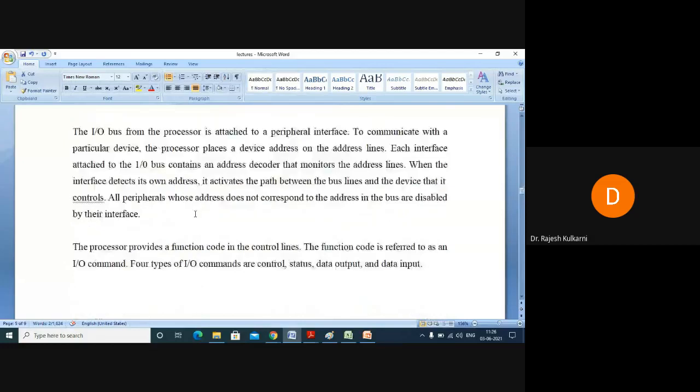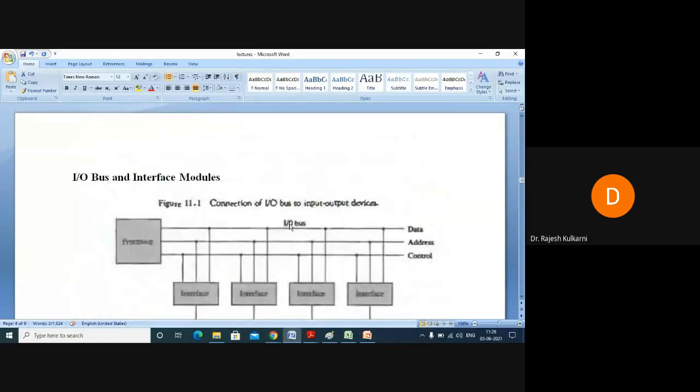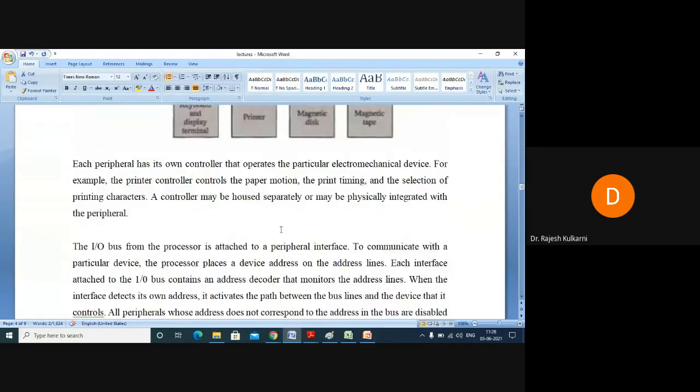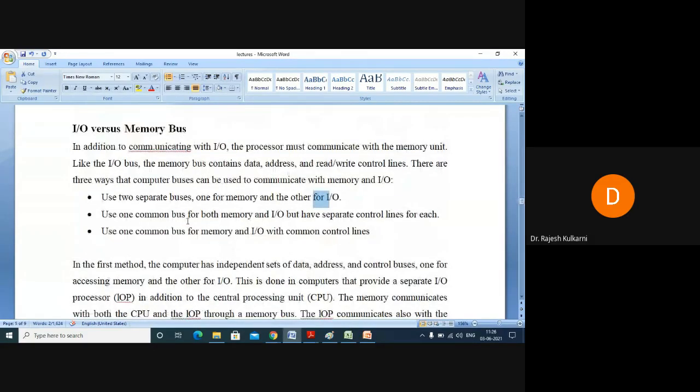The other scenario may be here in the diagram. You can have memory or IO bus. It means the bus is being shared. It means only a single bus is there. A common bus is there for memory and IO. In such a case, the control lines may be separate.